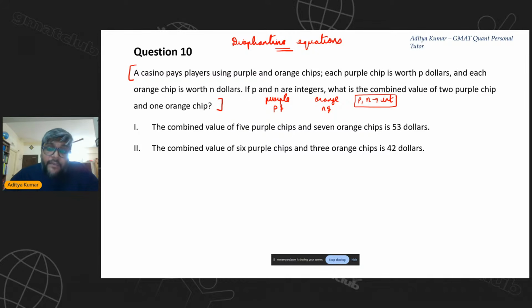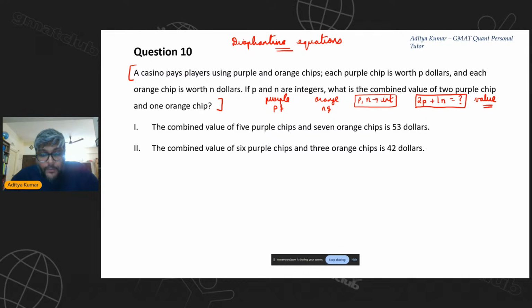What is the combined value of two purple chips and one orange chip? So let me say I want the combined value, right? Remember P dollars, N dollars. So how do I set information up here? What is the equation that I want? I want the combined value of two purple chips and one orange chip. So two purple chips would be 2P dollars and one orange chip would be 1N. So they ask me to solve for 2P plus 1N, and it's a value data sufficiency question. I need a unique possibility.